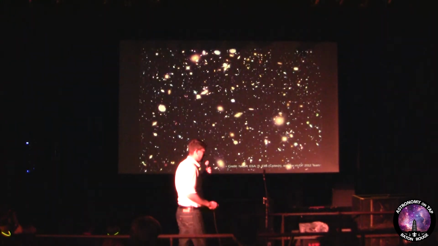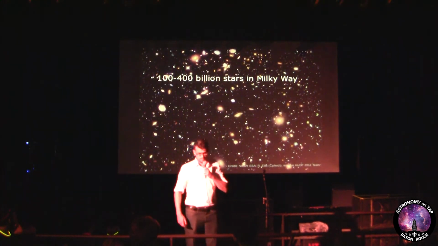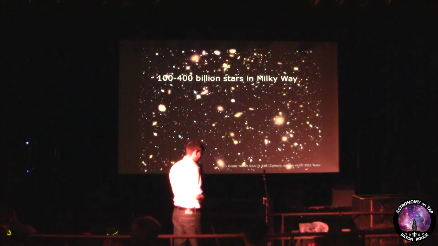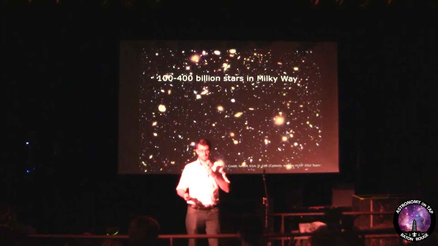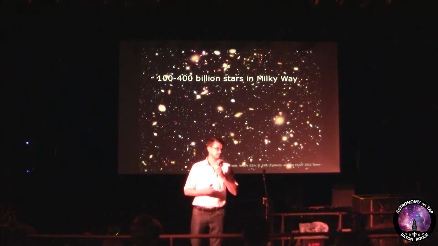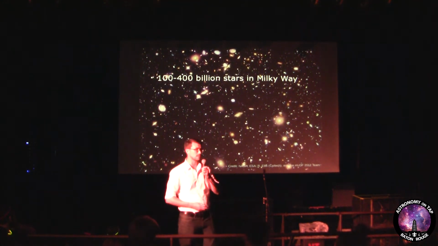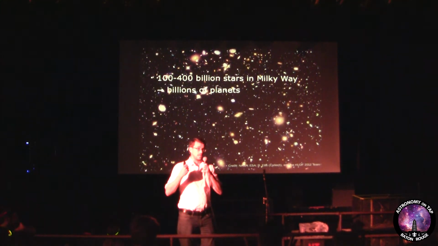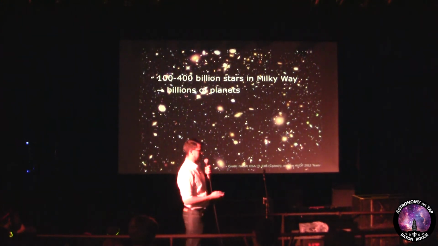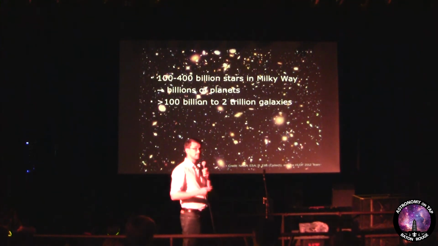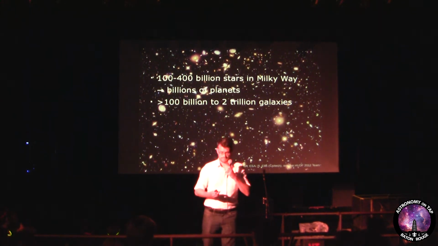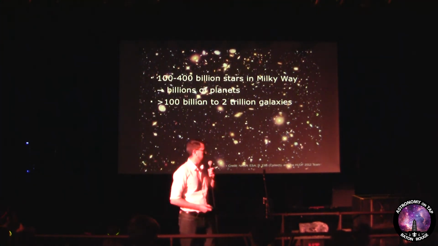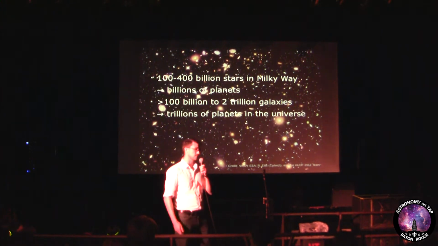Our galaxy is made up of 100 to 400 billion stars. And from recent exoplanet surveys, we can estimate that more or less every star is orbited by at least one planet. So for our galaxy alone, it means we will have billions of planets. If we go one step further and look at our universe, where we have at least 100 billion galaxies, up to 2 trillion galaxies, we can expect trillions and trillions of planets in our universe.